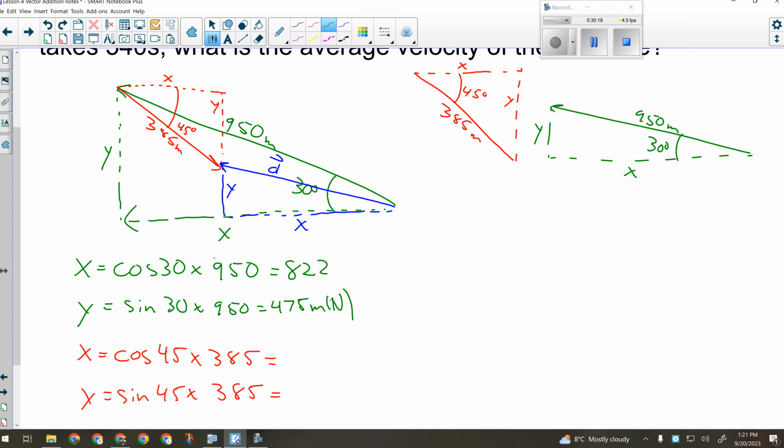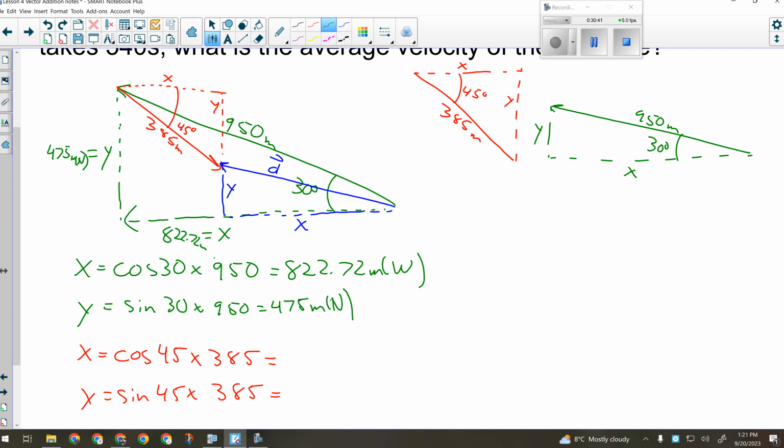822.72 meters west. Okay, so I know that this line here is 822.72 meters. All right, then I calculate y. Y is the sine of 30 times 950, which is half of 950, or 475 meters north.